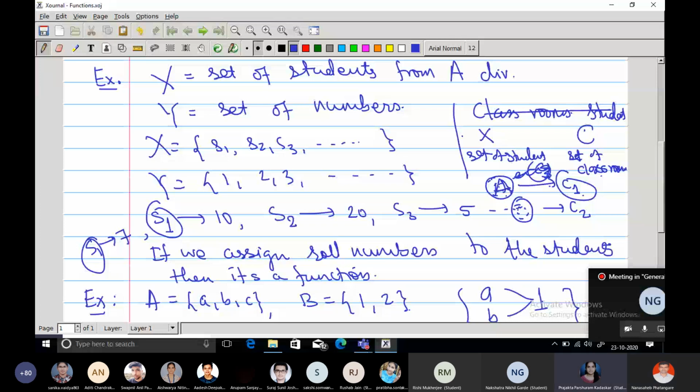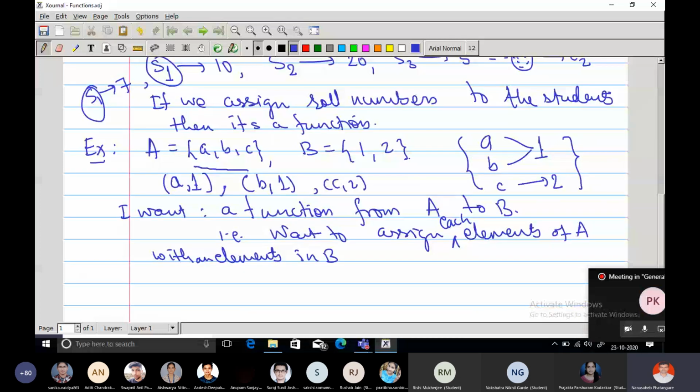Therefore, what is the main characteristic we observe here? Every member of A must be assigned with some member of B, right? So it may happen that in college some classrooms are vacant. No class is assigned with a classroom. That does not create an issue.